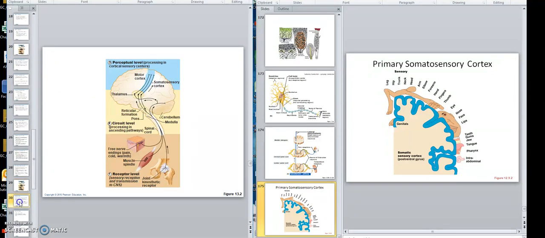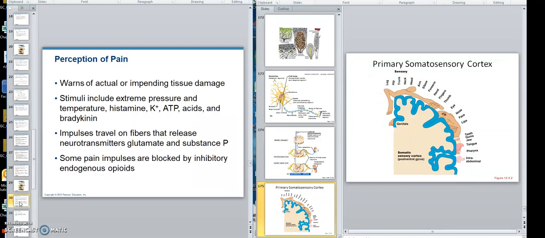Okay, so again, there we are. Perception of pain. So I'm going to start another one right here.